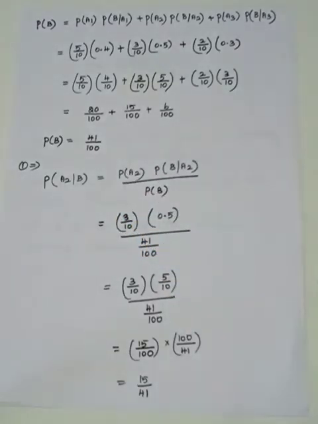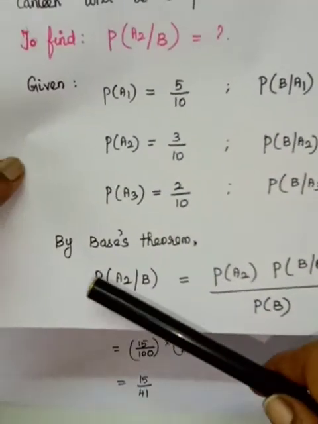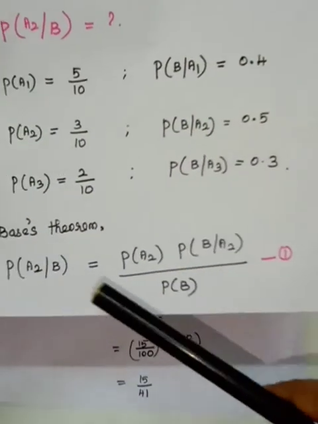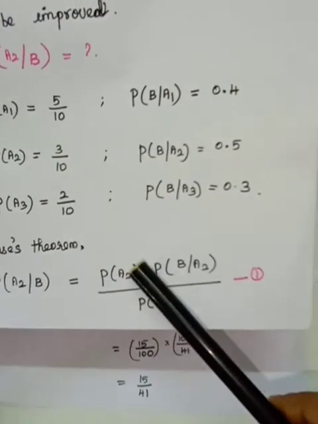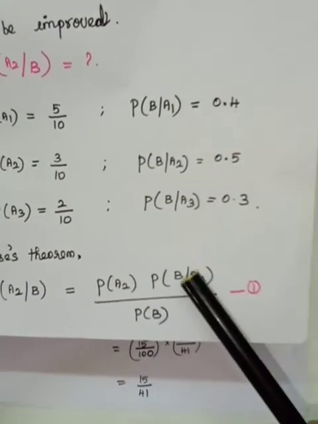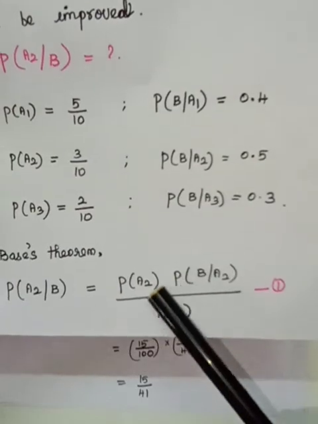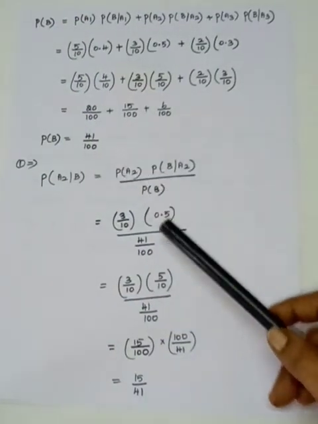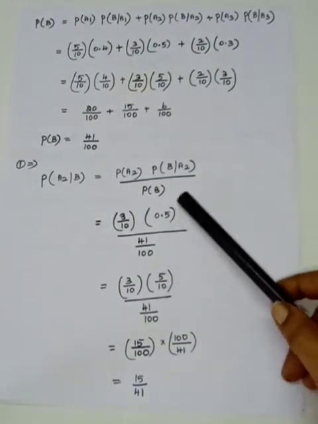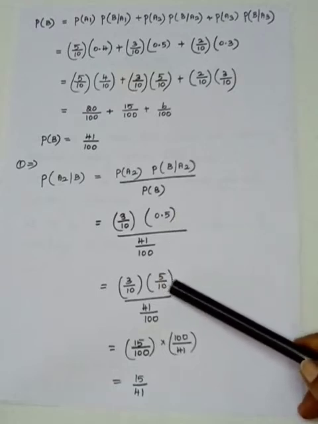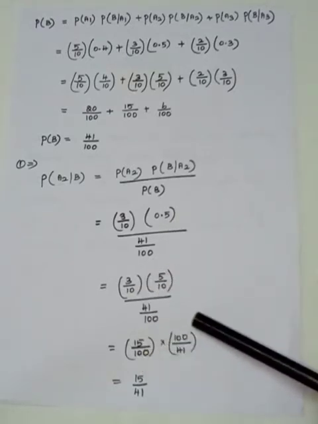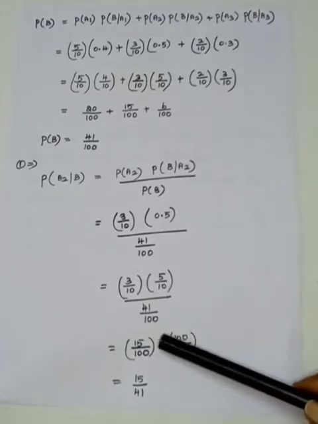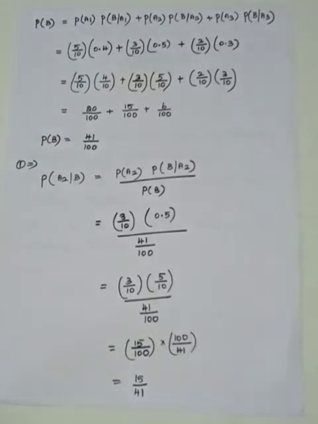Now we'll come to the question. This is the question asked. We have written the formula. So on that we have to substitute. What is P of A2? It is 3 by 10. What is P of B by A2? It is 0.5, divided by the total probability we have found as 41 by 100. The 0.5 can be written as 5 by 10. If you multiply, it is 15 by 100 into 100 by 41. So the 100 gets cancelled. Your answer is 15 by 41.